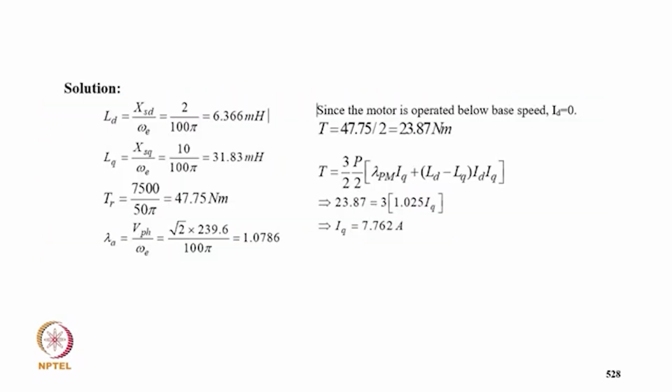So Ld is calculated as Xd upon omega e, 6.33, Lq 31.9, Tr equal to 47.75, lambda equal to 1.076, and since the motor is operated at base speed Id equal to 0, so T equal to 2.23, half the rated torque, and from this we get Iq equal to 7.762.